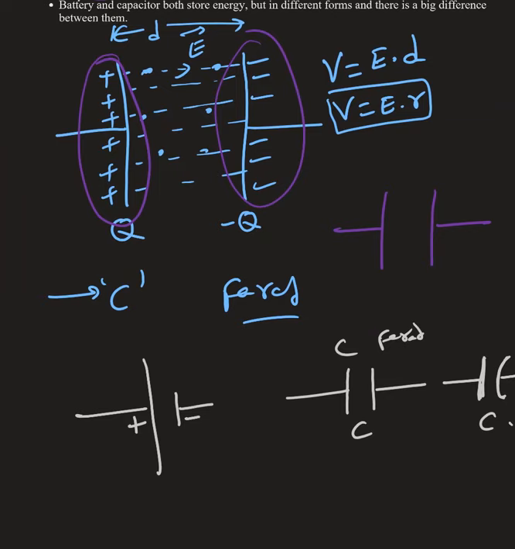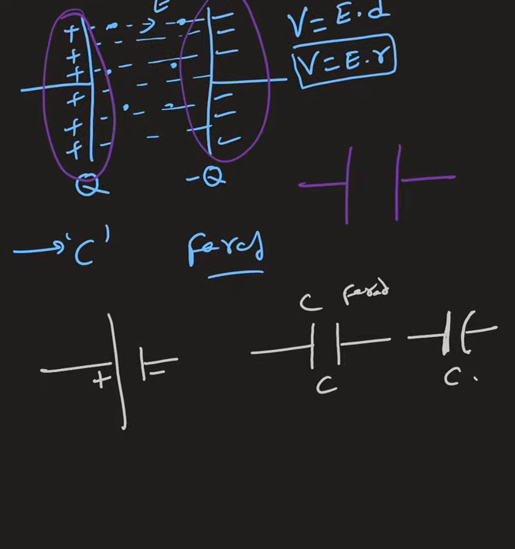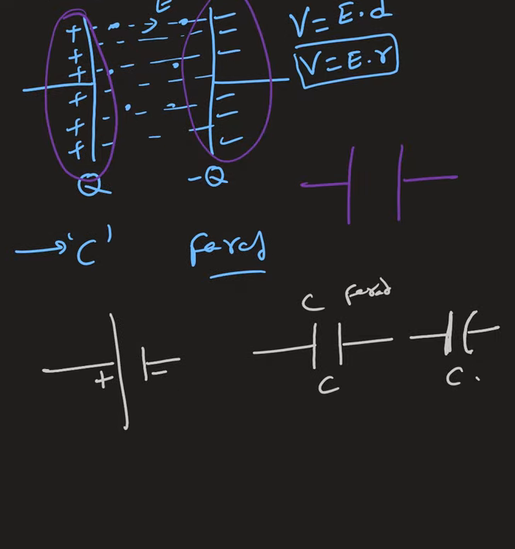So what is the difference between a battery and a capacitor? Both store energy, right? But remember, a battery stores energy in the form of chemical energy. A capacitor stores energy in the form of an electric field.